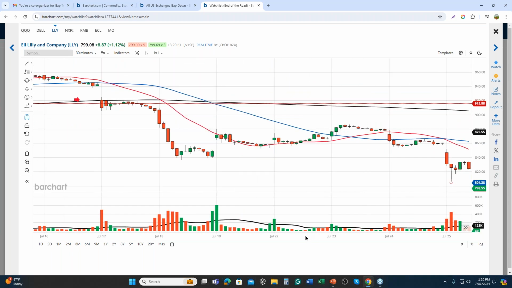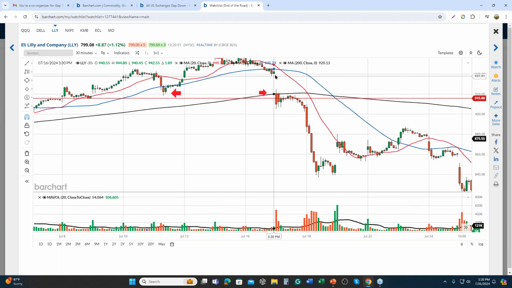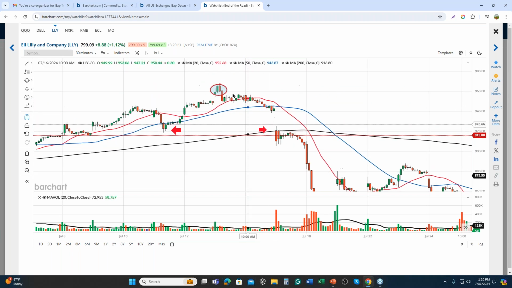And here you can see, whoops, there's our end of the road gap. And notice that we did get those, this is a beautiful set of twins.